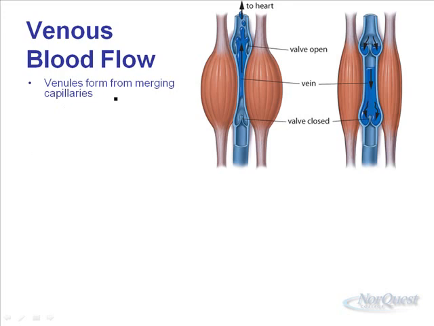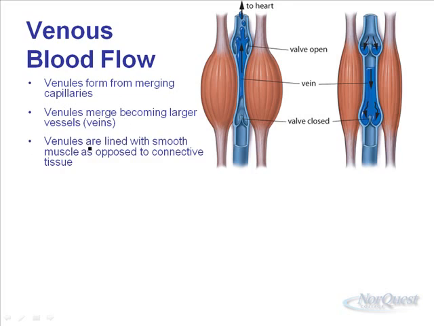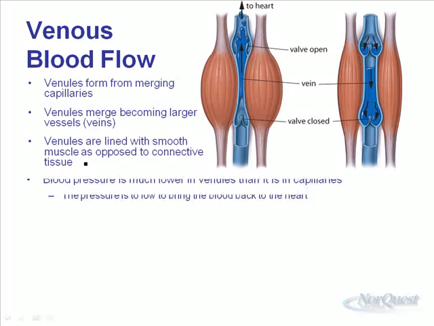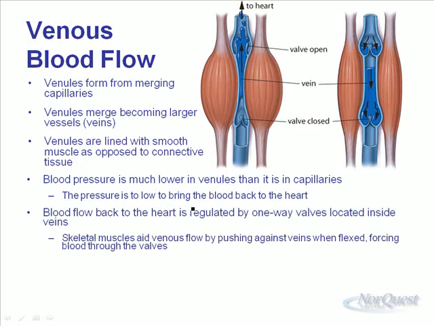So venules merge to form from capillaries, and the venules merge to become larger veins. The venules are lined with smooth muscle, not so much connective tissue, and the blood pressure is much lower in venules than it is in capillaries. It's too low to bring the blood back to the heart. So if we didn't have a system to bring it back, it would start to pool in venules and our limbs would start to swell.